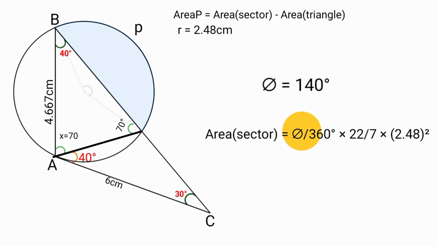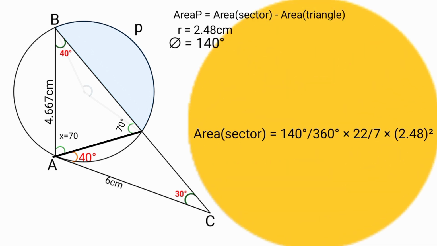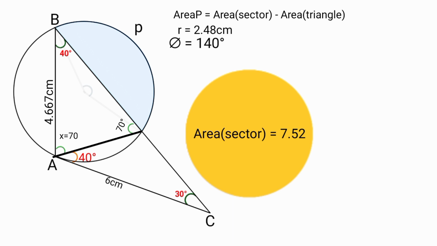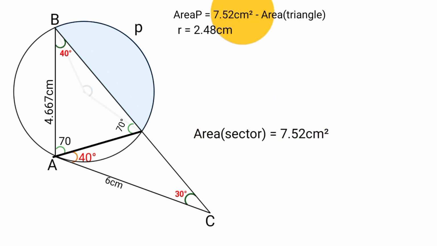Substituting theta equals 140 degrees now, area of sector equals 140 degrees over 360 degrees times 22 over 7 times 2.48 squared, which equals 7.52. So area of sector now equals 7.52 centimeters squared. Substituting it here now, area of segment P equals 7.52 minus area of triangle.